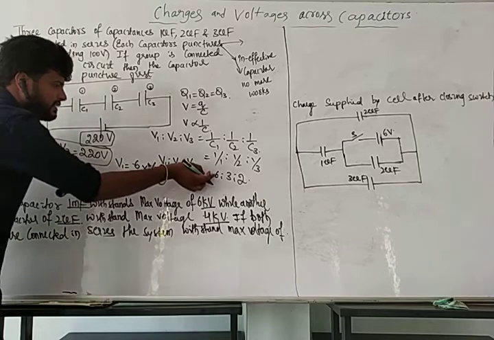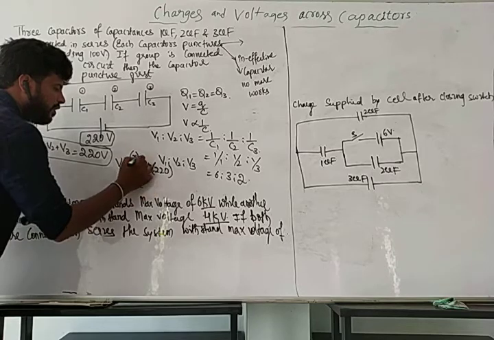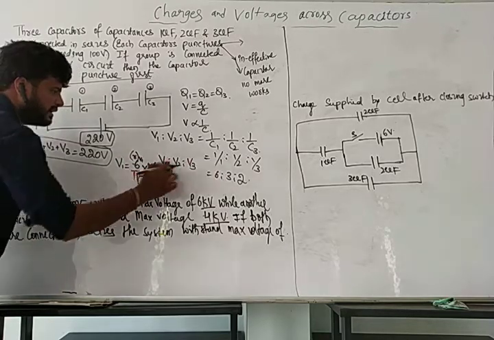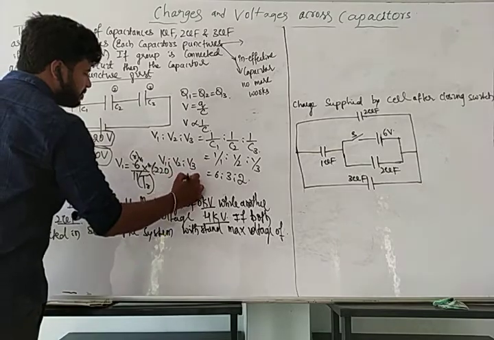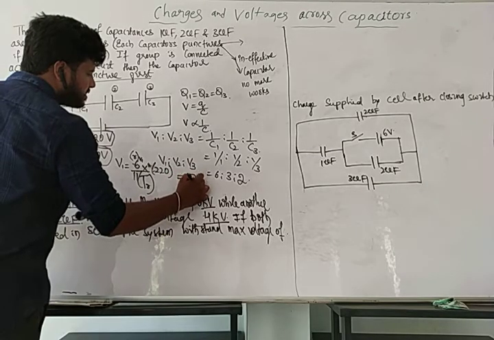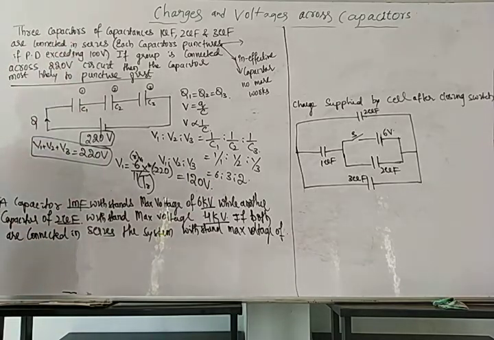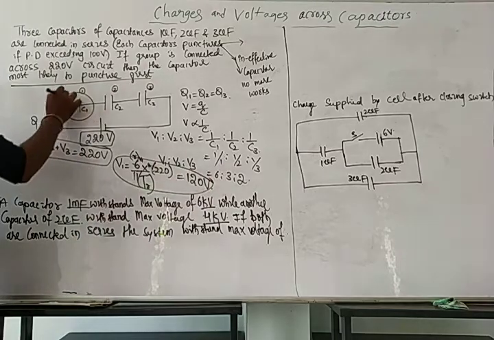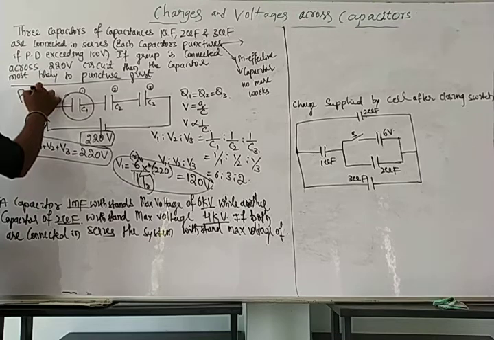What is the ratio of V1? 6 divided by the total ratio value 11, into the total voltage. It is 1 by 11 of 220, that is 20. So V1 will get how much? 20 into 6, 120 volt. It has exceeded the value of 100, so definitely it will get punctured. C1 will get punctured.